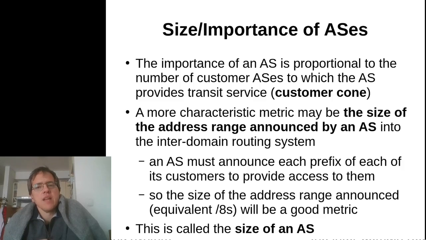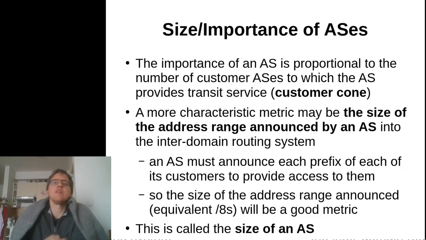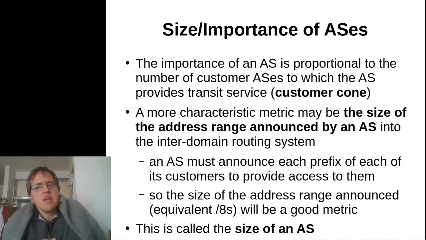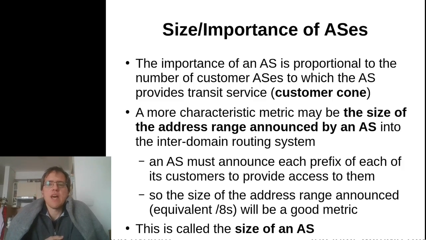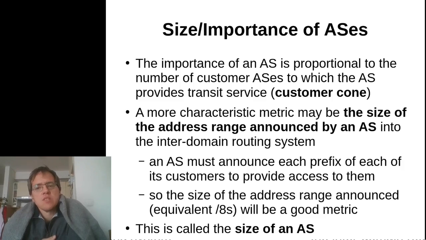Now, the problem is that the very number of these ASs might be a little bit vague in this sense, because it weighs different customers equally, even though certain customers might be much larger than other customers. So a more characteristic metric might be the size of the address range that is announced by an AS into the interdomain routing system. We've seen that whenever there is a customer and there is a prefix range that is used by the customer, the size of the prefix range will be a good descriptor of the size of that particular AS, so the number of different IP hosts within that customer AS, and that particular address range will need to be announced by the transit provider to the rest of the internet.